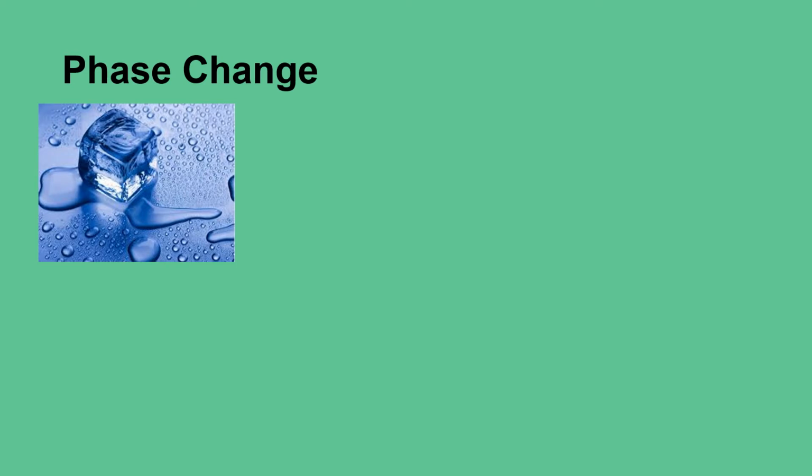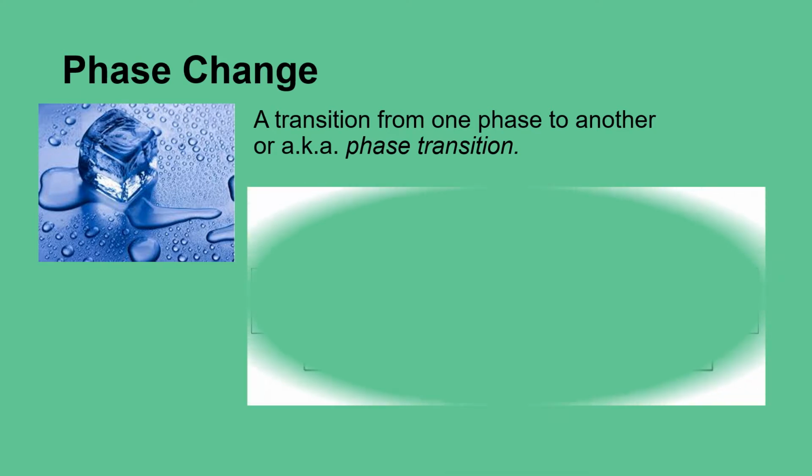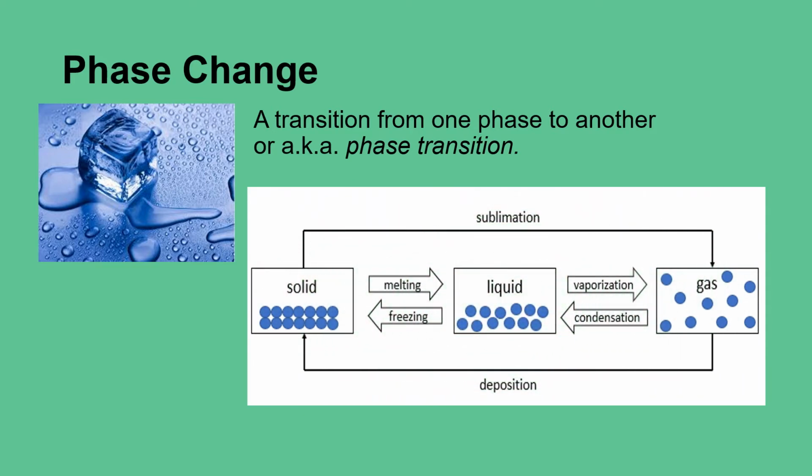After discussing the change in temperature of a substance due to heat transfer, let us now talk about the phase change of a substance. What is phase change? Phase change is a transition from one phase to another, or also known as phase transition. This diagram shows the phase change that a substance can undergo.